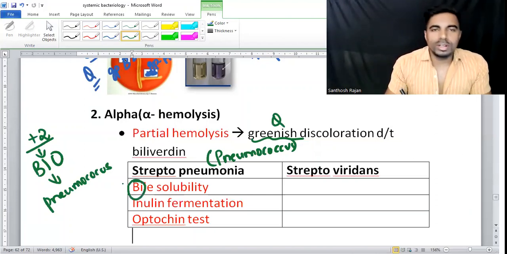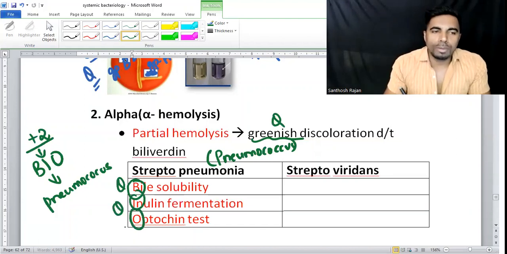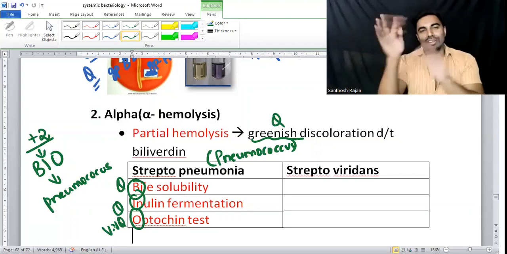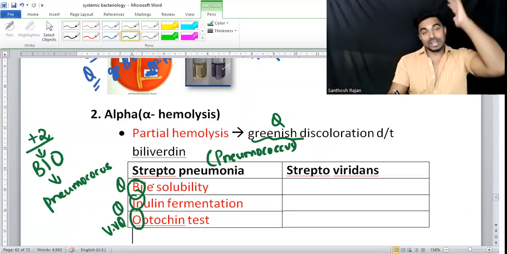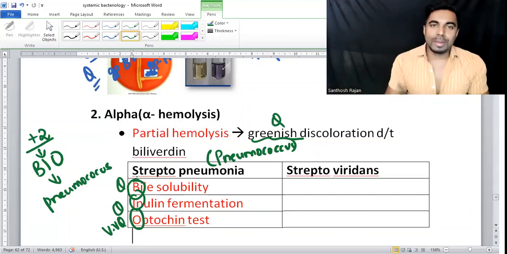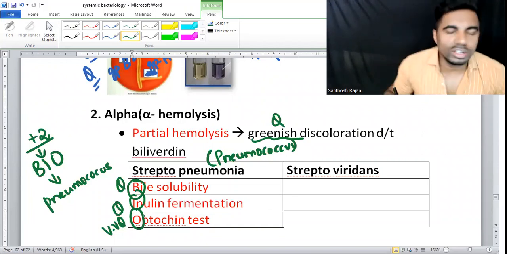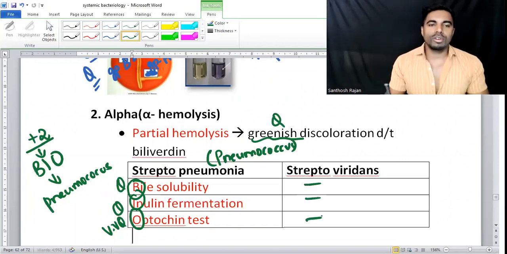So why did I say BIO? B for bile solubility, a repeated question. I for inulin fermentation, a repeated question. O for optochin sensitivity, a very, very important question. In my exams, this optochin question was repeated in three or four exams. I'm talking about my PG time, another time. So remember BIO: optochin, bile solubility, inulin fermentation. These will be negative for your viridans group.